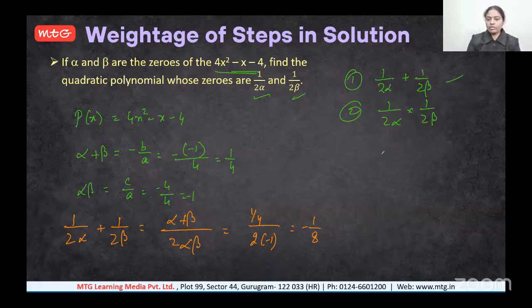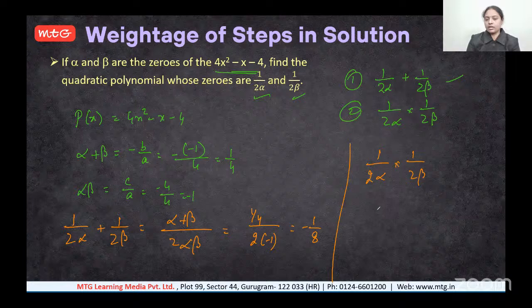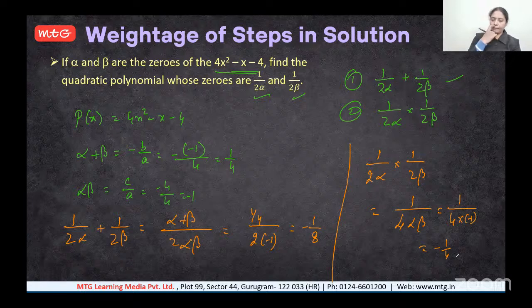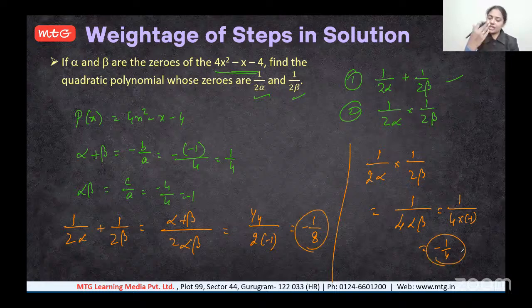Same way, I want to find 1 by 2 alpha into 1 by 2 beta, which is nothing but 1 by 4 alpha beta. I will get it as 1 by 4 into minus 1, which is nothing but minus 1 by 4. Now I have the sum of zeros and the product of zeros of my required polynomial. In that case, how will I find the polynomial?